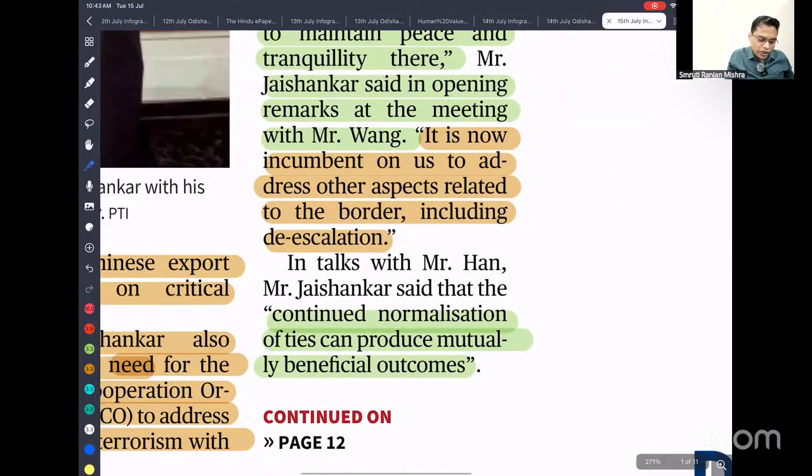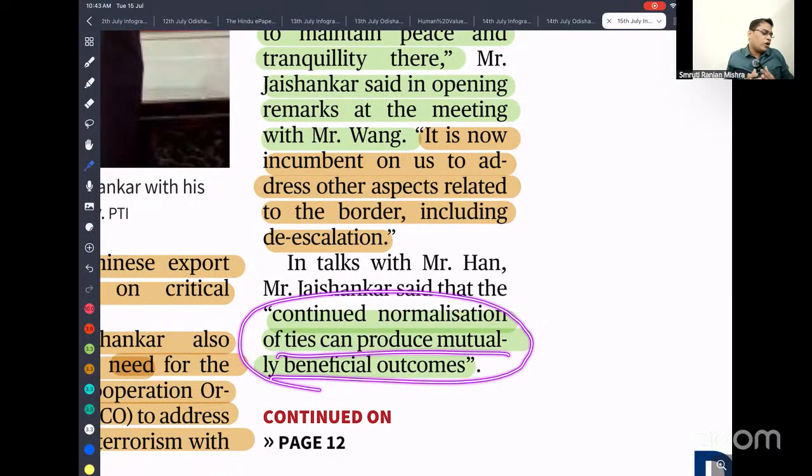So next, continue to normalize. The ties can produce mutually beneficial outcomes. Because of this tension that is going on at our border region, it is not promoting a good relationship between India and China. If we normalize our relation, it will help in promoting good relations between both the countries.